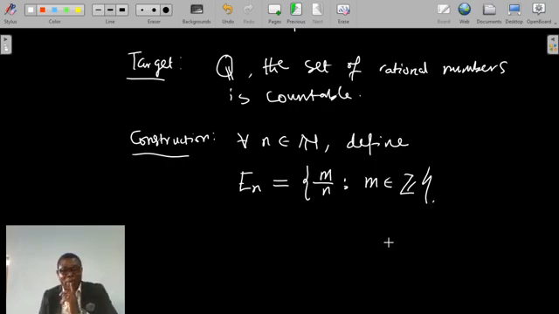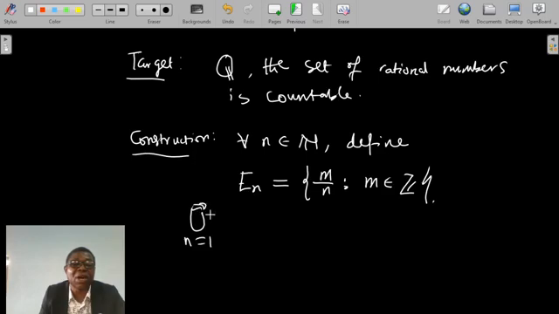So what we shall do now is to see if we can check that for each n in the set of natural numbers, En is countable. If I get that En is countable, it means that each set En is a countable set. Meaning that if I take the union n equals 1 to infinity of En, I've gotten a countable union of countable sets. And by what I pointed out above, this countable union of countable sets will be countable.